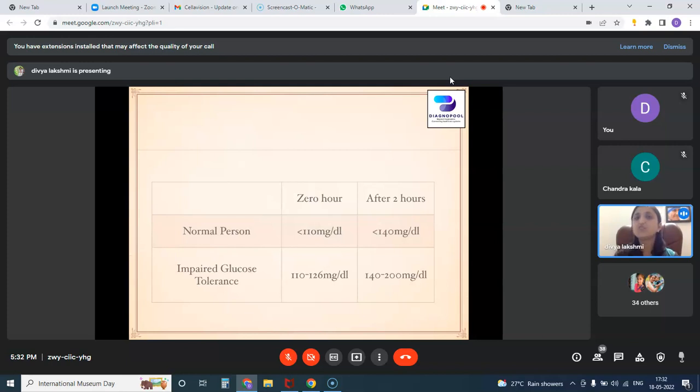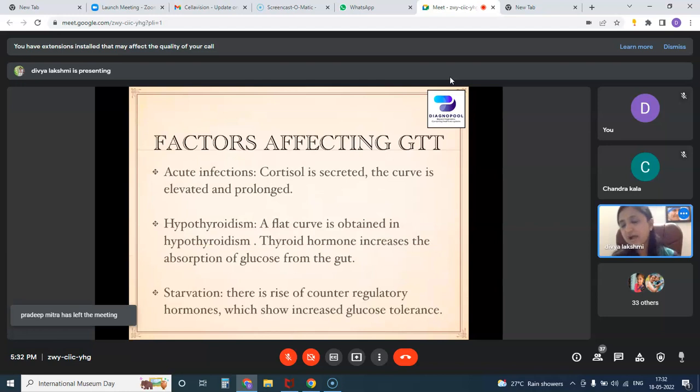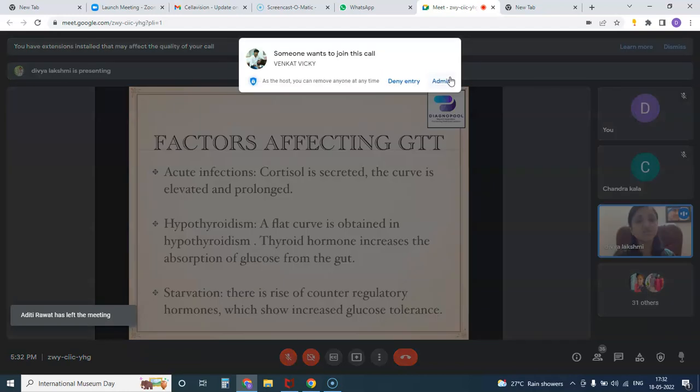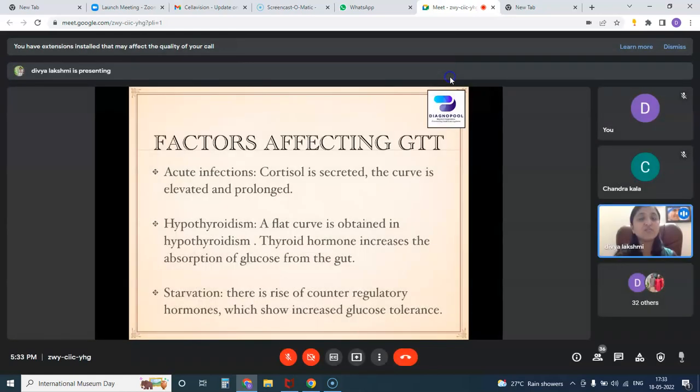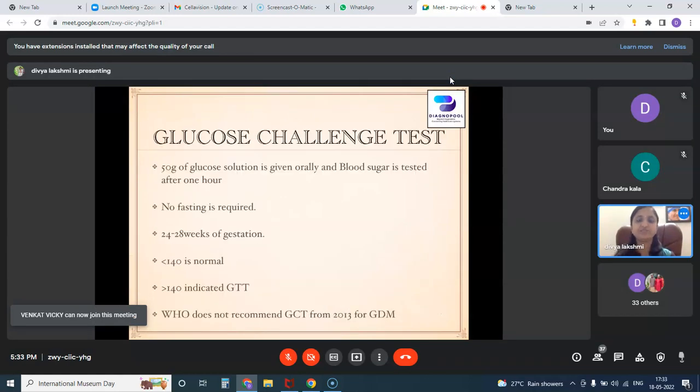So there are certain factors which will affect this, and it can give abnormal values also. In individuals who are having acute infection, because for them there will be cortisols which will be secreted, the curve can be prolonged. That is, the blood sugar can be prolonged high. In hypothyroidism patients, blood sugar may not show a correct value at all. And in individuals who are on starvation for a longer duration, especially when they are fasting for 1 month, even at that time doing GTT is not advisable because we will get wrong values.